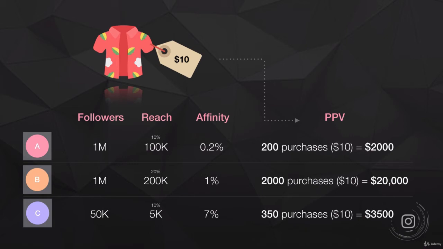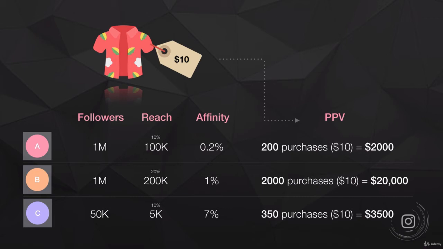And the first account has 1 million followers, A. And their reach is 10%, which is pretty good. It's pretty standard if you could reach 10% of your audience every time you post. So they put out a post selling this t-shirt and it reaches 100,000 people, and their affinity, so the relationship strength with their followers, is quite low.